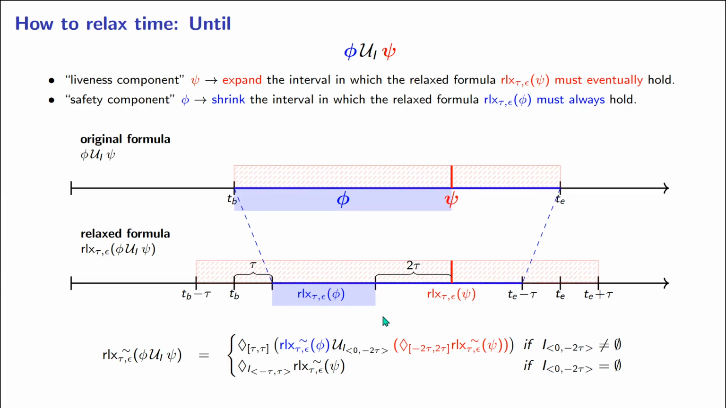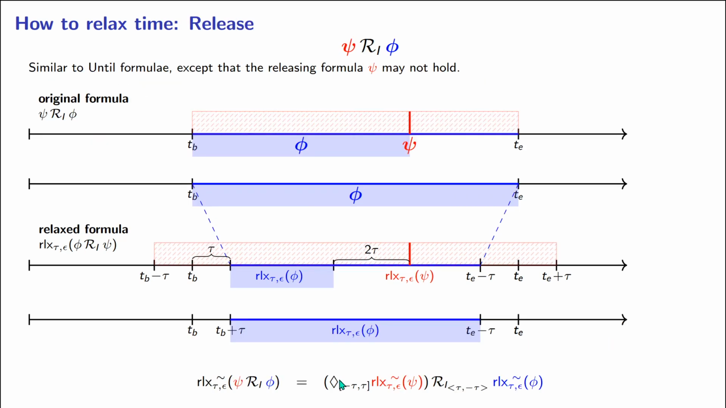So this was some intuition how the relaxation of until works, and it has to be carefully syntactically encoded into the formula, which looks like this. Technically, we first need to shift the timeline forward by tau, and then the original until interval is shrunk by 2 tau into this one, and the rest is taken care of by relaxing the liveness part by 2 tau in both directions. And if the interval was shorter by 2 tau than 2 tau in the first place, then the safety part disappears.